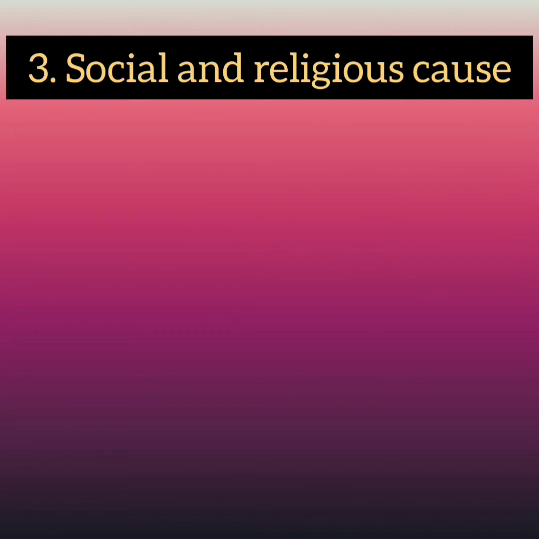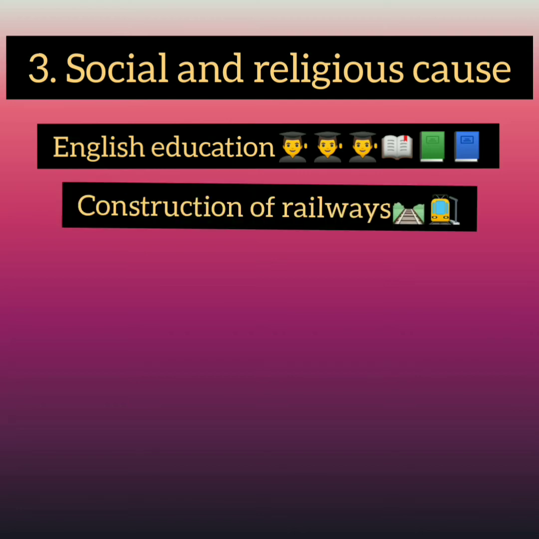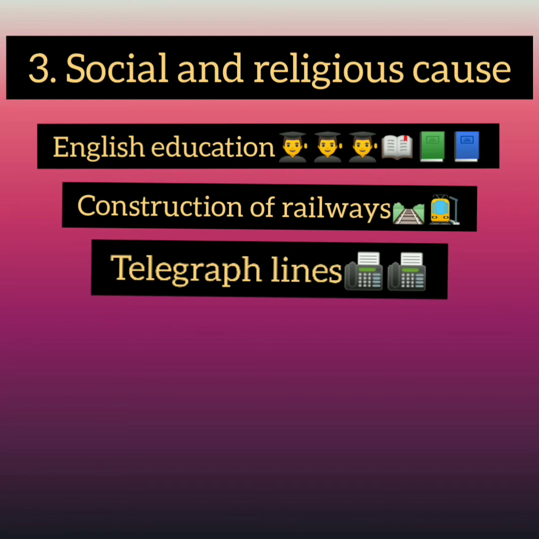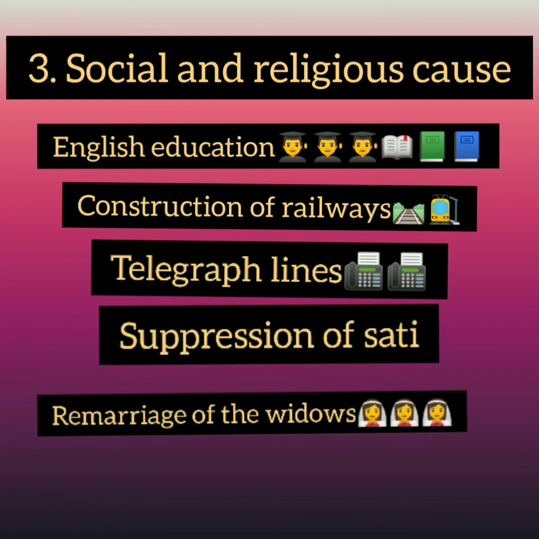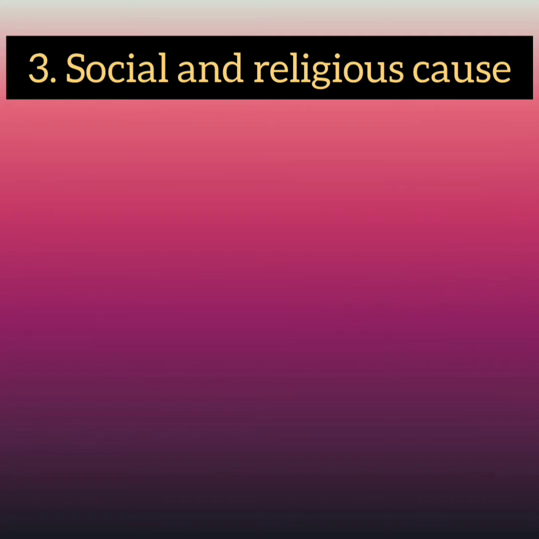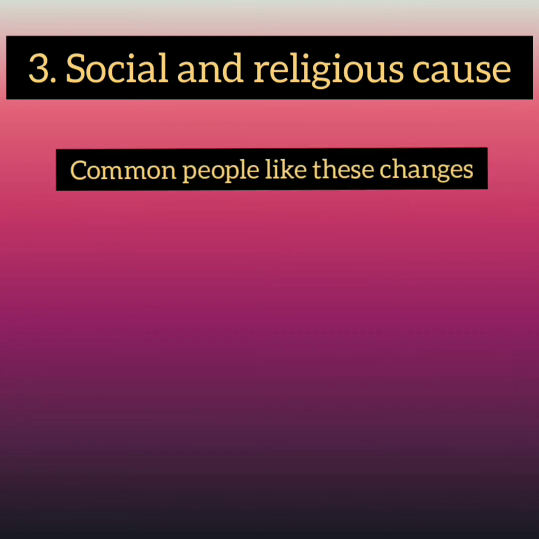Another reason is the spread of English education, the construction of railways and telegraph lines, legislation for the suppression of sati and the remarriage of the widows. So because of all this, the Indian people started to believe that the British were determined to convert the people to Christianity, and the common people did not appreciate these changes. They did not like these changes.